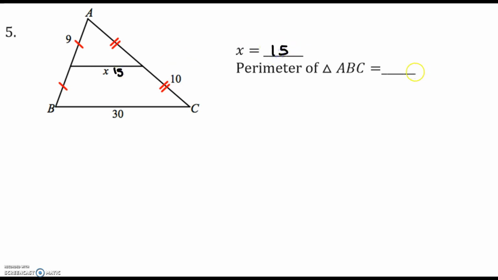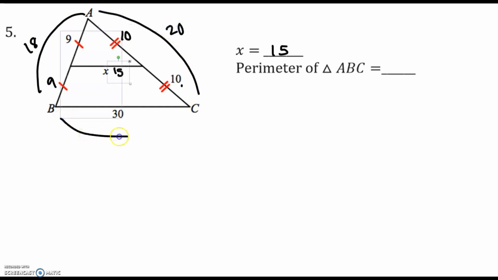Okay, and then the perimeter of triangle ABC, we'd have to use some of those midpoints. So the 9 that's here would also go here, and the 10 here would also go here. And so this side would be 18, this one would be 20, and this one would be 30. If it's ABC, remember you only use the outer numbers. So when we add together 18, 20, and the 30, we're going to get 68.